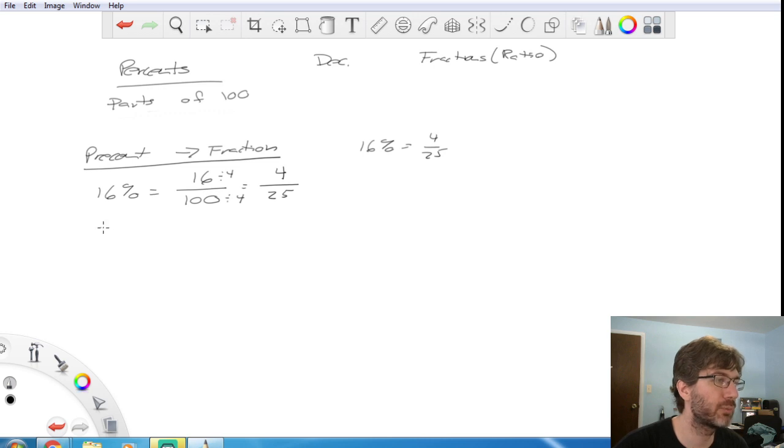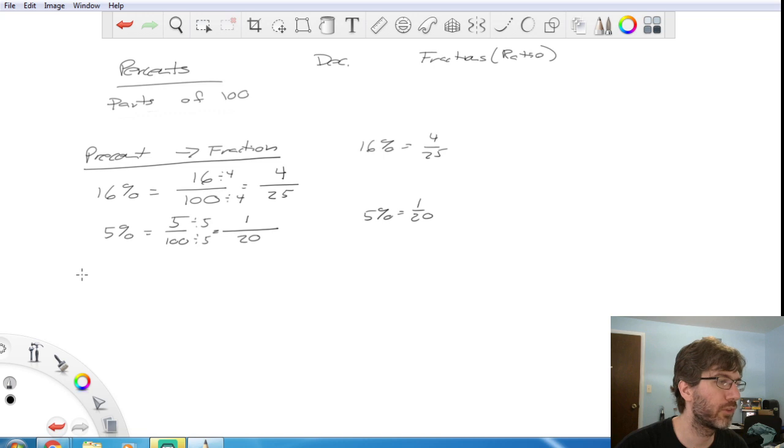If it's a one-digit percent, same deal. We can do 5%. Right, that is 5 out of 100. And again, that reduces down. We can divide each of these by 5. And that equals 1/20th. So 5% equals 1/20th.